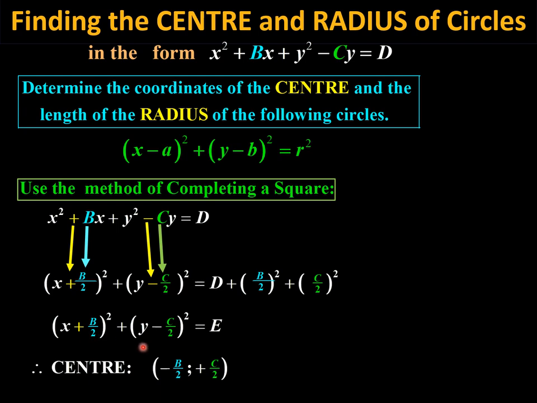Now we're ready to get the center of the circle. If that's a positive, it becomes a negative. If this is a negative, it becomes a positive. And the radius is the square root of that constant, so r is equal to the square root of e. There we have it. Very simple procedure, but an essential procedure that you need to know.